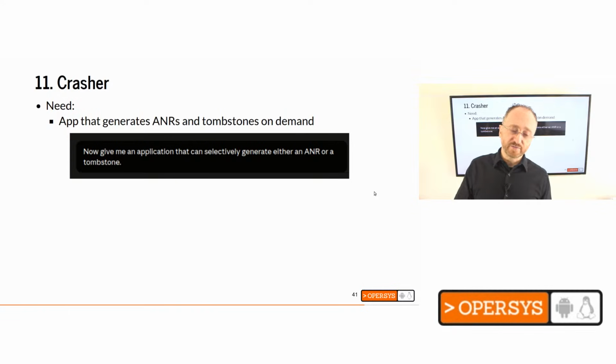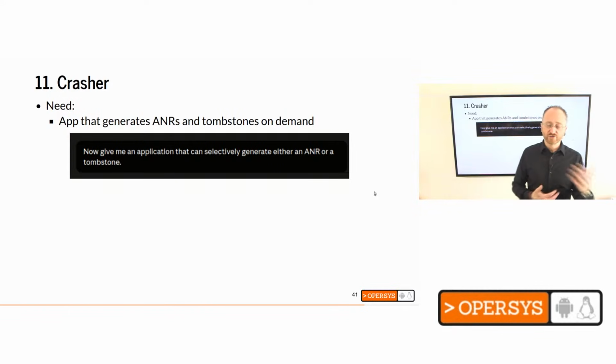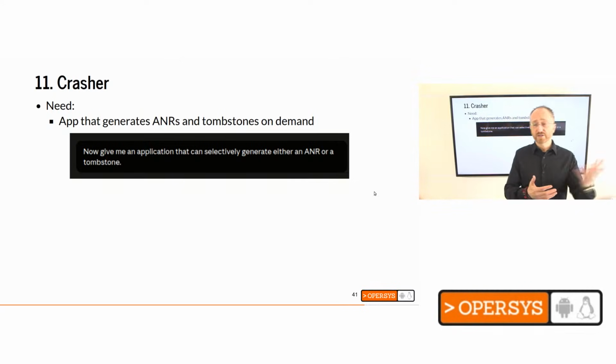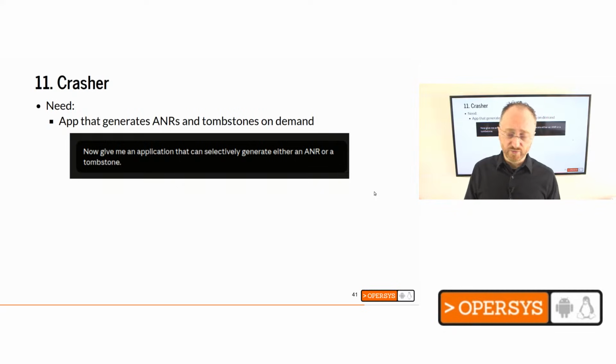And then I turned to something completely different, which is I want to generate ANRs and tombstones, right? If you're doing any sort of internals work, then you've probably met those things. ANRs are generated when an application just doesn't respond to user input, and a tombstone is when some native code actually crashes. I'm like, okay, I want to generate those on demand.